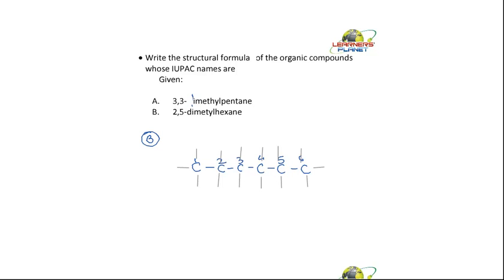Now it is 2,5-dimethyl. So at the second position there is a methyl group, that is CH3. At the fifth position also there is a methyl group, that is CH3. And at the rest of the positions there are hydrogen atoms.